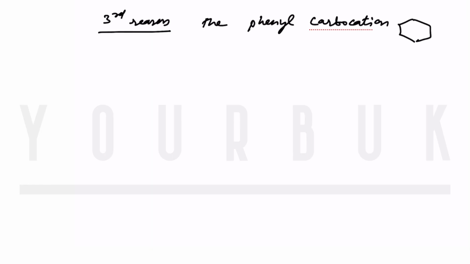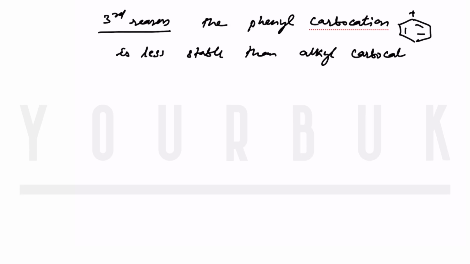And the third reason is that the phenyl carbocation, meaning the carbocation obtained after the loss of Cl, is called phenyl carbocation, and it is less stable than the alkyl carbocation.